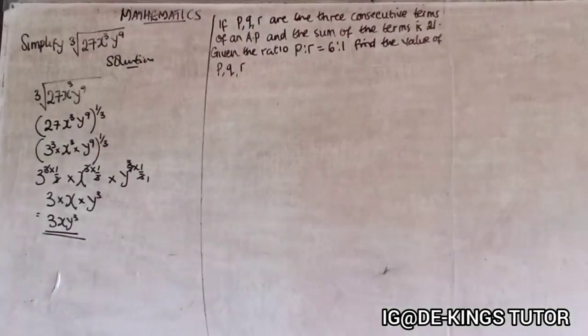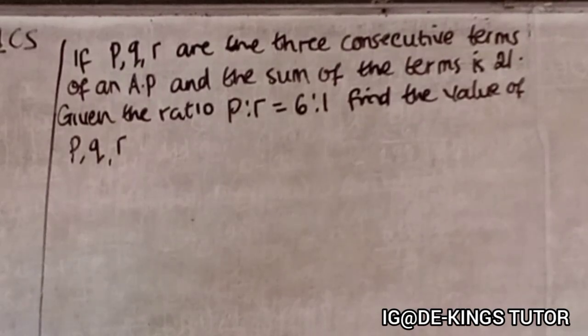So next question said if P, Q, R are 3 consecutive terms of an AP, we've done AP, right? Okay. And the sum of the terms is 21. Given the ratio P is to R equals 6 to 1, find the value of P, Q, and R.